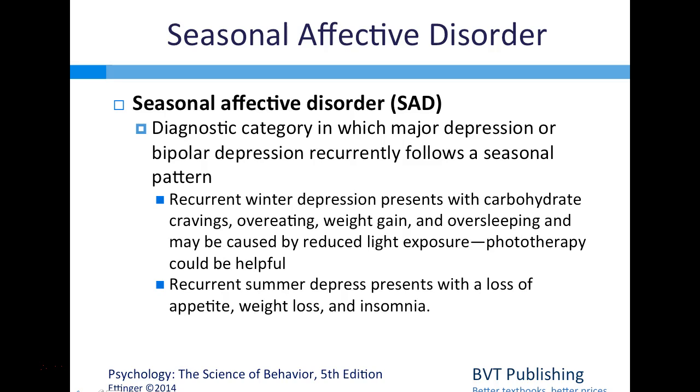And now we're going to talk about seasonal affective disorder. This is a diagnostic category in which major depression or bipolar depression recurrently follows a seasonal pattern. Recurrent winter depression presents with carbohydrate cravings, overeating, weight gain, and oversleeping, and may be caused by reduced light exposure. Phototherapy could be helpful. And recurrent summer depression presents with a loss of appetite, weight loss, and insomnia.